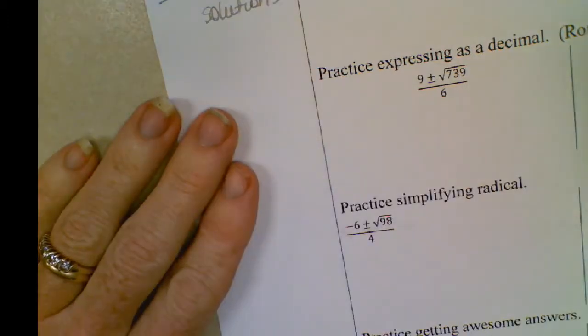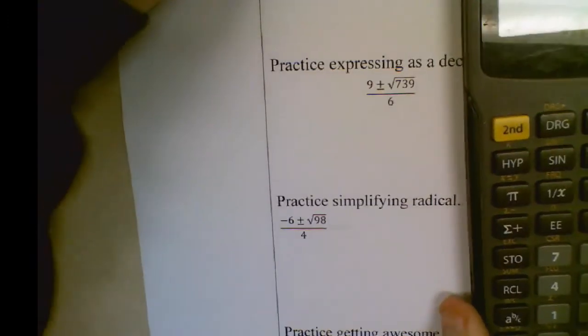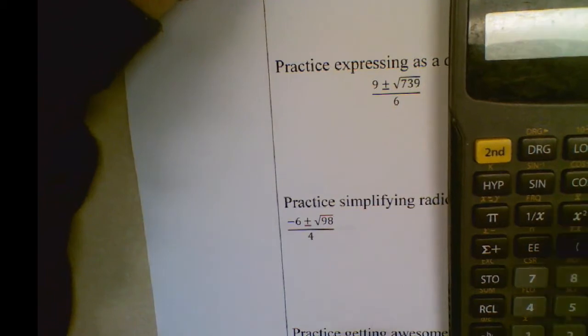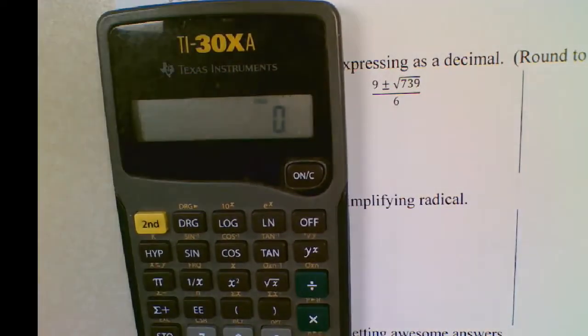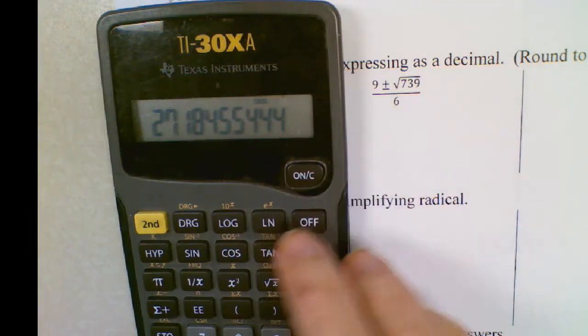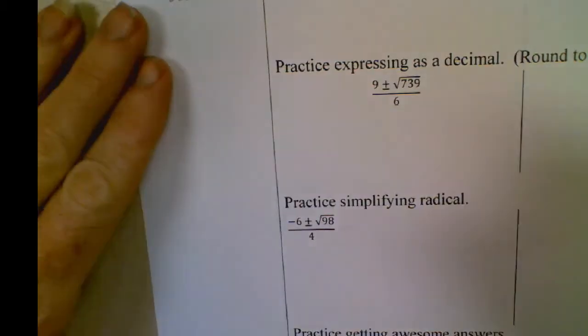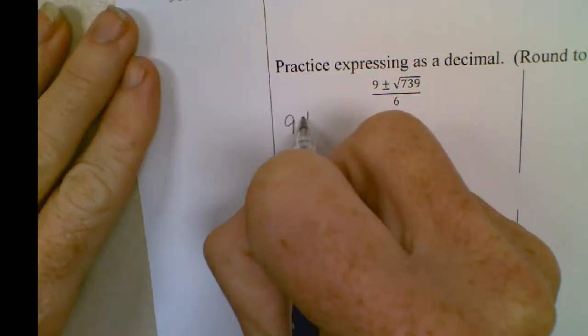So square root of 739 has an actual value, right? I don't know what that is, so because I'm doing it in decimal form, I know I can use my calculator. So I'm going to have 739, square root of that would be 27.18. Let's just round to the hundredths, like it says. So 27.18.